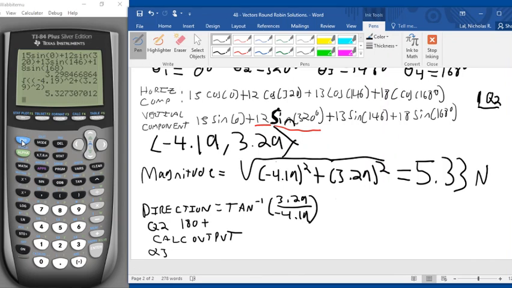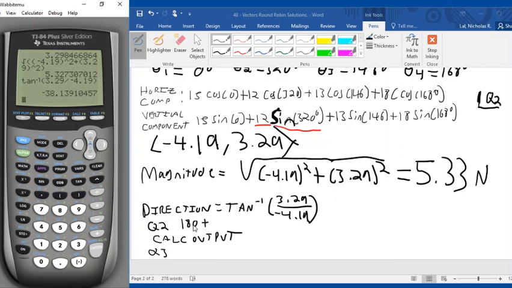So we find the inverse tangent of 3.29 divided by negative 4.19. And you're going to get a value of negative 38.13 degrees.